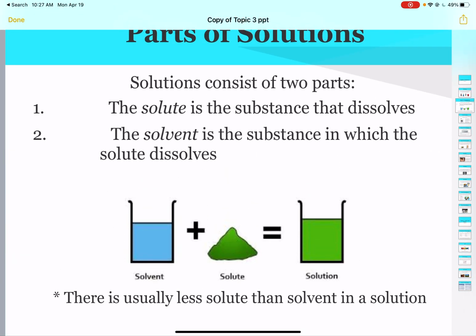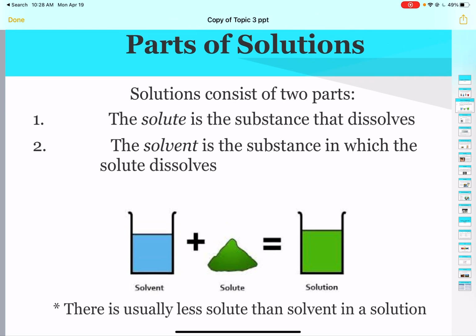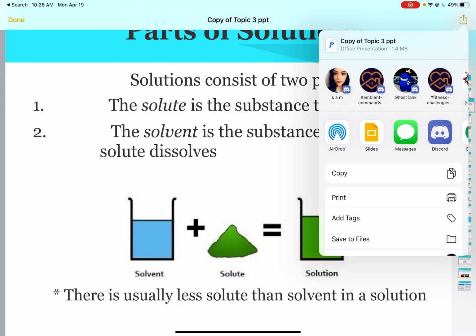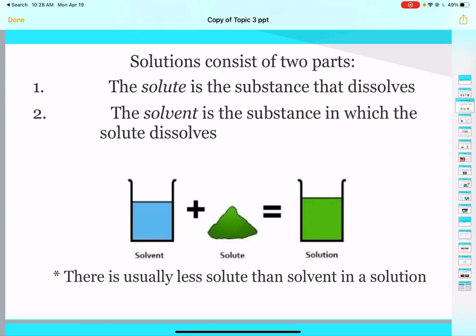So the parts of the solution, there is a solute and a solvent. A solute is the substance that dissolves. That's normally the powder or solid that's being put into the water, and the water is normally the solvent. So solute is normally the smaller amount in the mixture, and the solvent is the larger amount, and the solvent is what's going to dissolve the solute. So when we take water and sugar and mix them together to form a solution, that would be considered a solution.